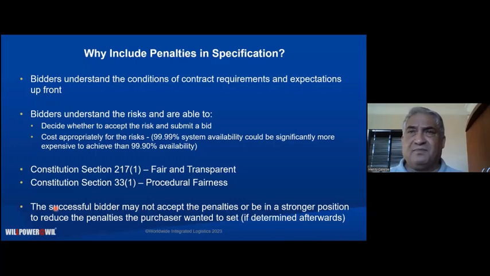For example, I've worked in the ICT industry for quite a while. There, if you want a system with 99.99% system availability, it's much more expensive than, for example, a system with 99.90% availability. And so cost is very important in that context. So that's one of the reasons. The other main reason is the constitutional section 217 and section 33 of the Constitution, the procedural fairness. We must be fair, we must be transparent, and that is also why it needs to be in the specification and not later on.